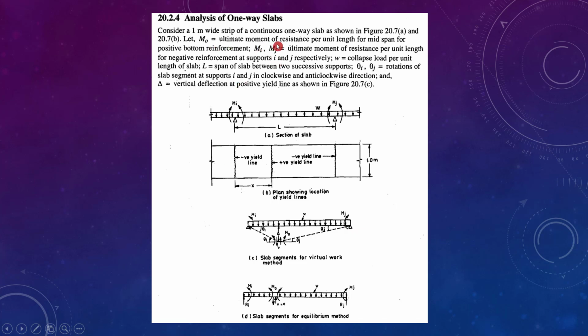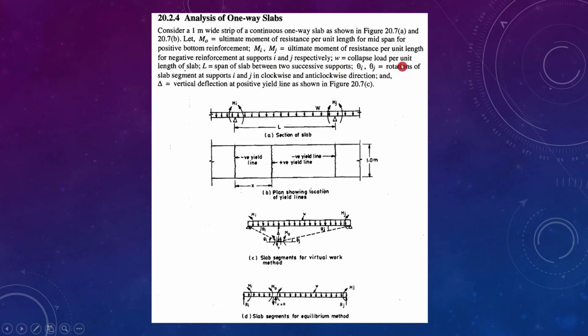So M0 is the ultimate moment of resistance per unit length at midspan for the positive bottom reinforcement, and Mi and Mj, Mi is here, sorry, Mi is here, and Mj is here. They are the ultimate moments of resistance per unit length for the negative reinforcement at supports I and J. So this is support I, support J. These Mi and Mj are the negative moments.